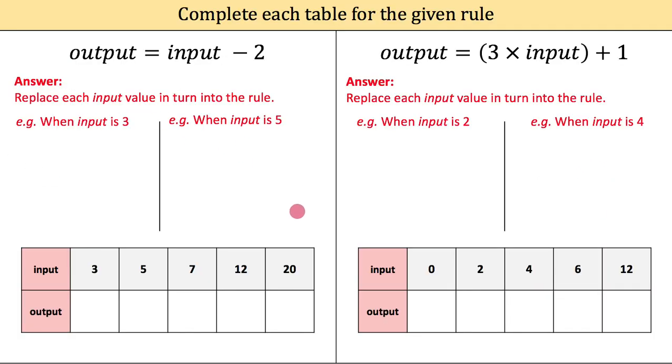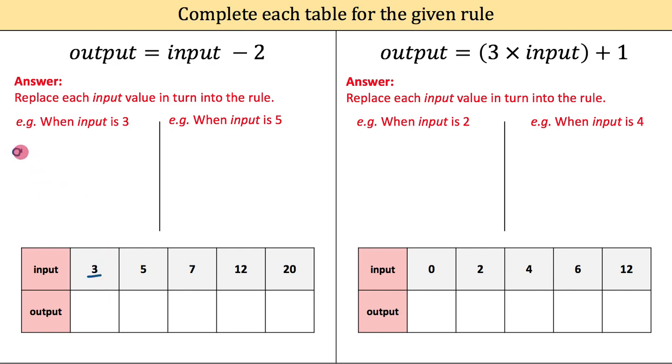So let's go through some more examples here. So here it says complete each table for the given rule. So if my rule is output equals input minus 2, so this is my rule, and we need to replace each input value in turn into the rule. So how are we going to approach this? So let's see if we can figure out what my output is going to be when my input is 3. So up here, we just have an example here. So when input is 3, so this is just some space so you can put some working out so you can understand what's going on.